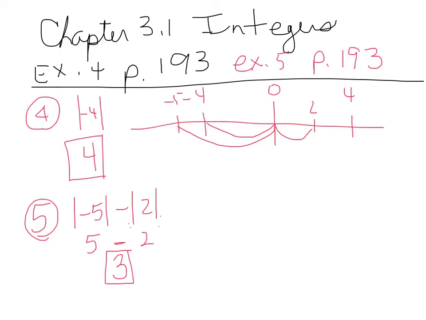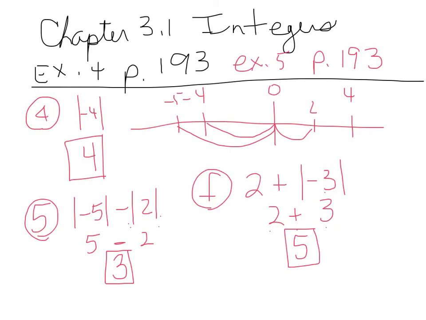Let's do letter F in the book here on page 193. And it says 2 plus the absolute value of negative 3. And so the absolute value of negative 3 is 3. So bring down the rest of the story. And so you have 2 plus 3 is 5.